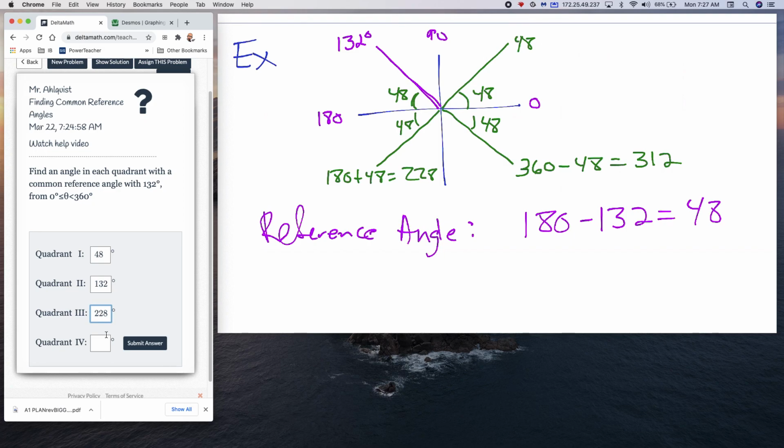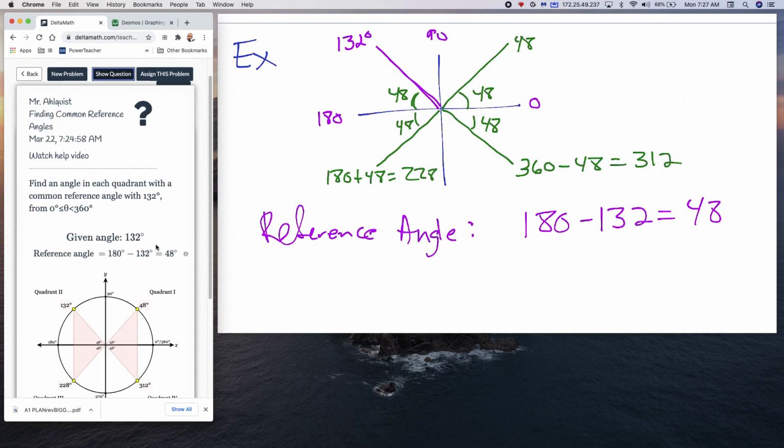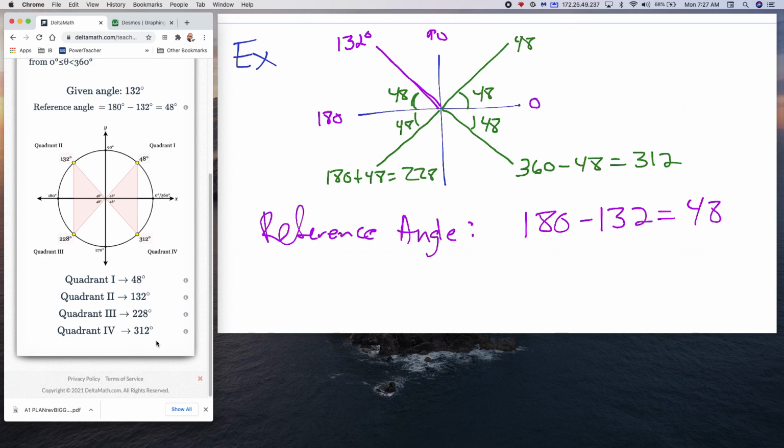So go here, 312. You'll see that solution is those four reference angles. And you can see that they make kind of a T there, an X there, and they all have a reference angle of 48.